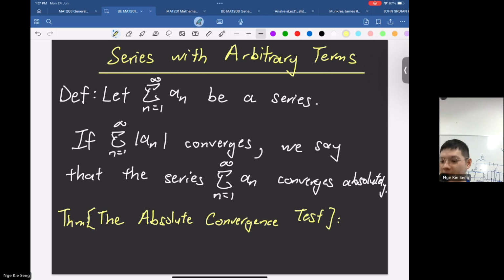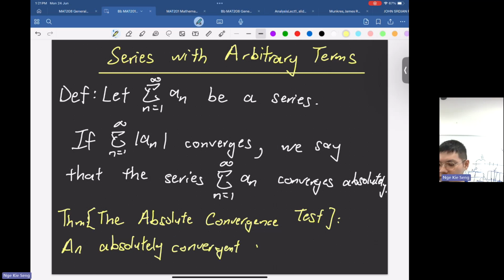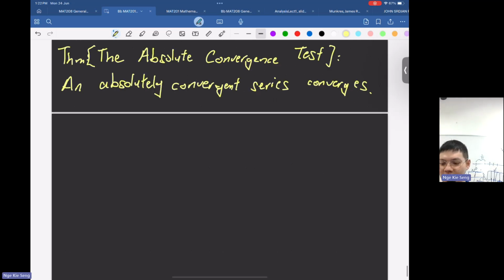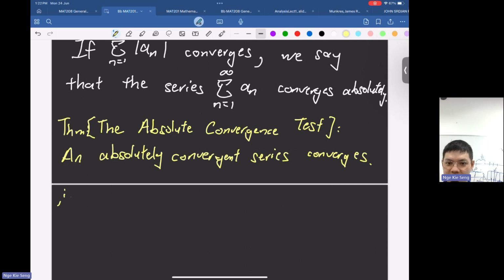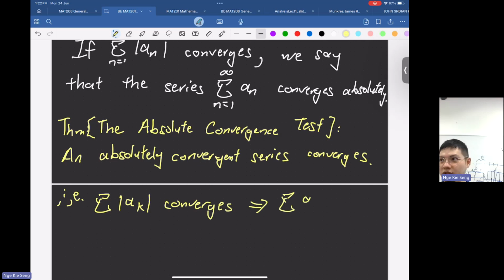Calculus 2. An absolutely convergent series converges. Okay. So meaning what? Meaning if the sum of absolute terms converges, that means your original sum also converges. Good or not? Okay, so absolute convergence is stronger. That's why we name it absolute convergence.